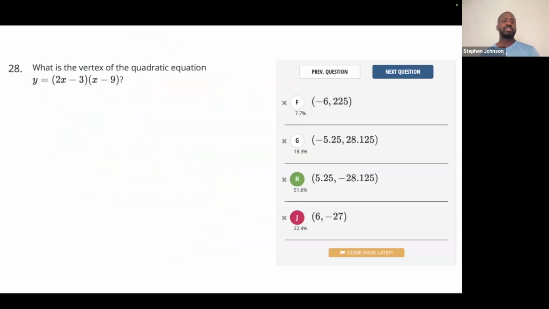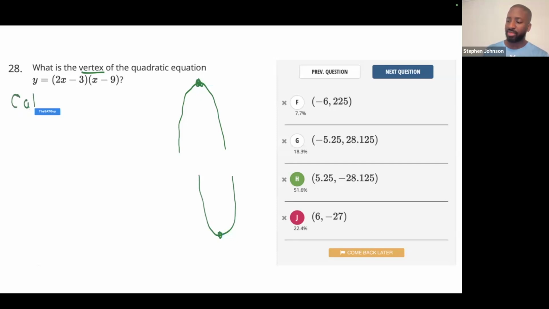Next question. What is the vertex of the quadratic equation? Just so you know, the vertex of the graph of a quadratic, a parabola, is basically its turning point. That turning point will either be the high point or the low point. This question is a calculator question. This is our third calculator question that we've seen, where the question asks where the vertex is, so just plug this directly into your calculator.